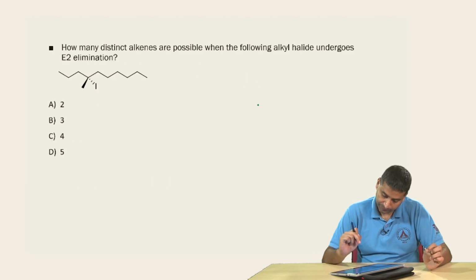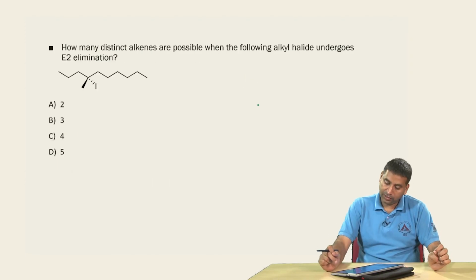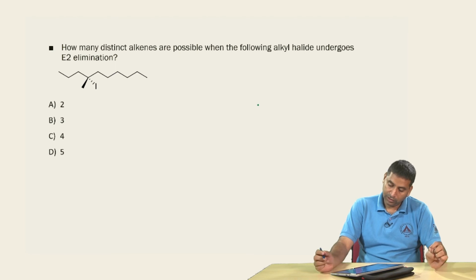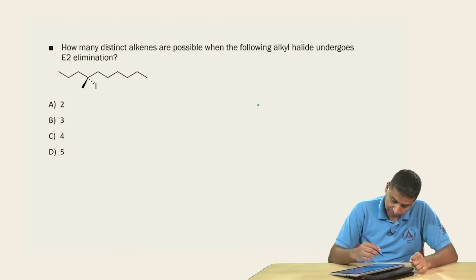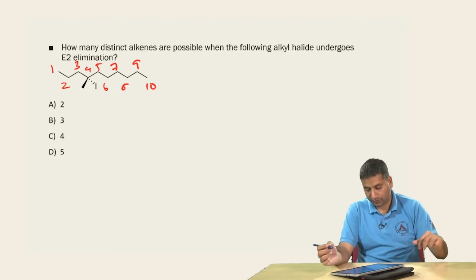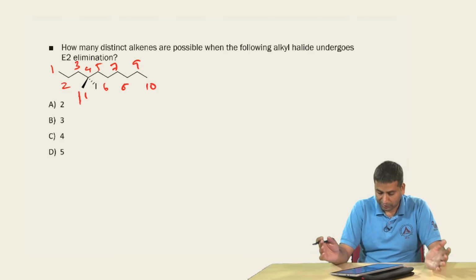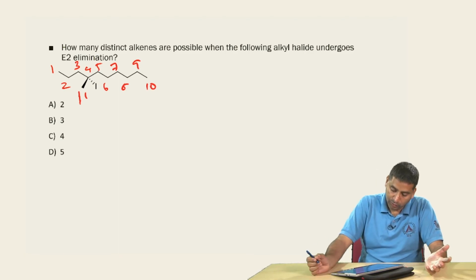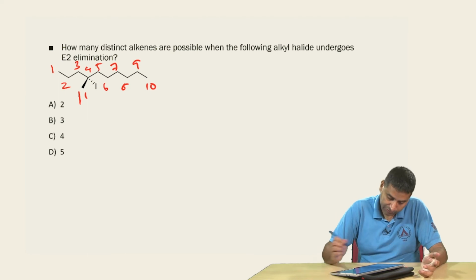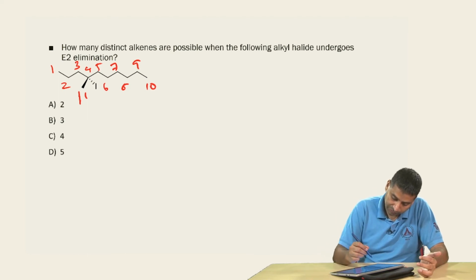Okay. So, the next question is how many distinct products are possible when the following alkyl halide undergoes elimination by E2. Let me quickly go through this. This is a fairly straightforward question. Let me number this 1, 2, 3, 4, 5, 6, 7, 8, 9, 10. So, it is an 11 carbon molecule with a 10 carbon linear chain, and so now you could have many possibilities as shown here. Let me go through this.